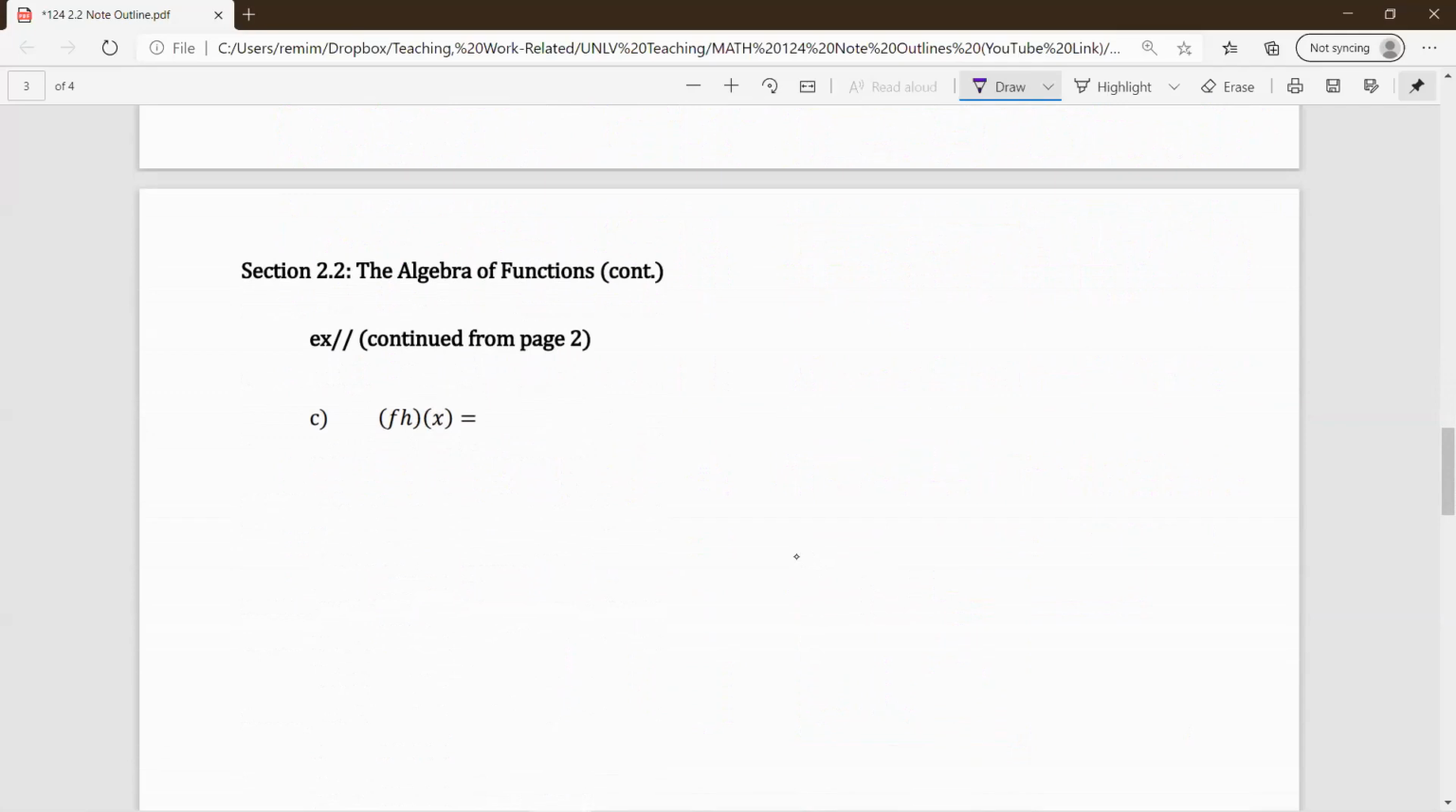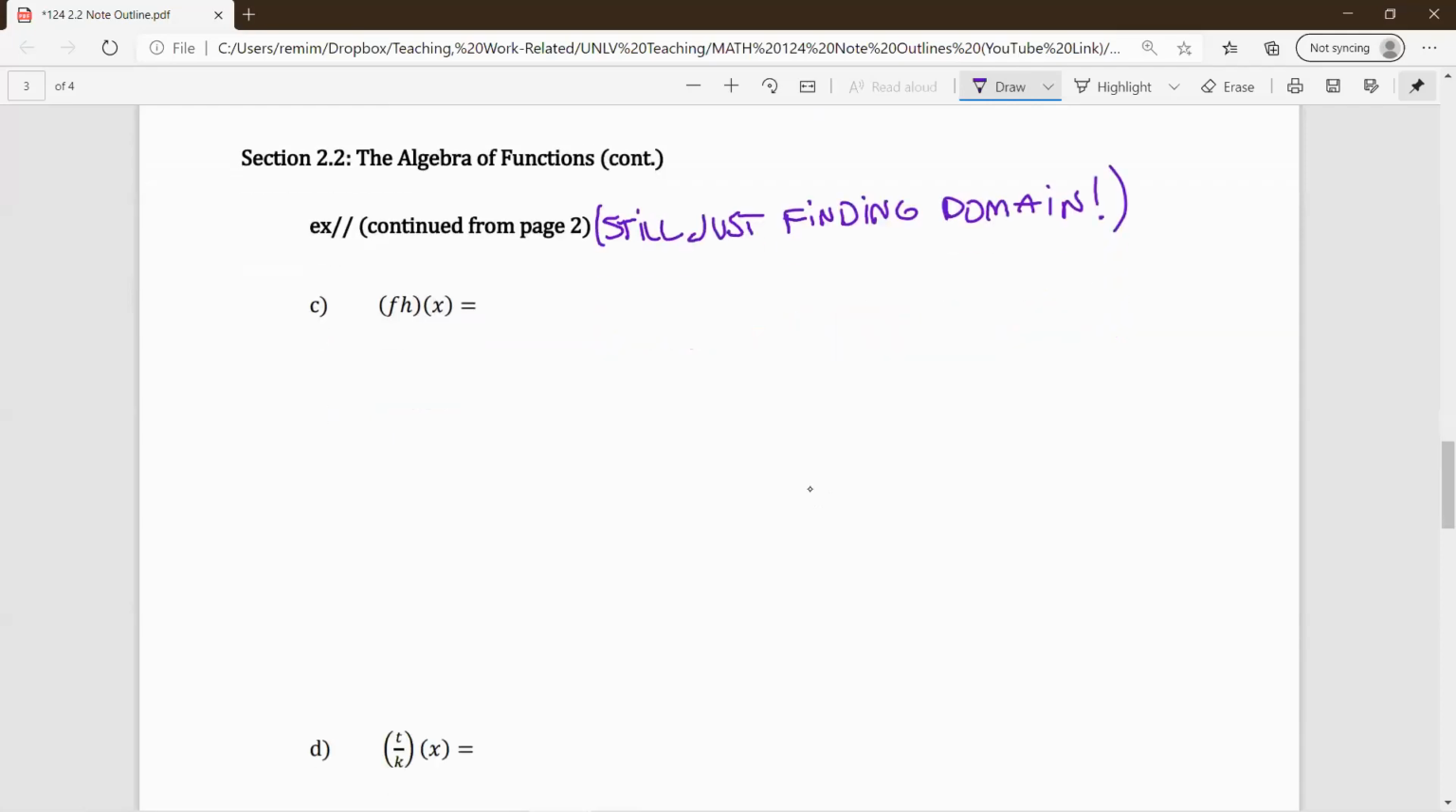It's still continued from page 2, so we're still just finding domain. Remember, you always want to keep the directions in mind. What am I actually trying to do right now? And here we're still just trying to find the domain. And so we're going to do the same thing as before. We're going to write what the domain of f of x is. And we're going to write what the domain of h of x is.